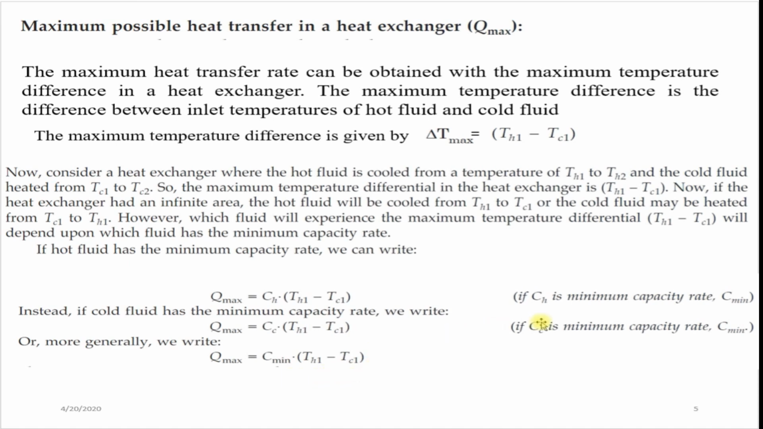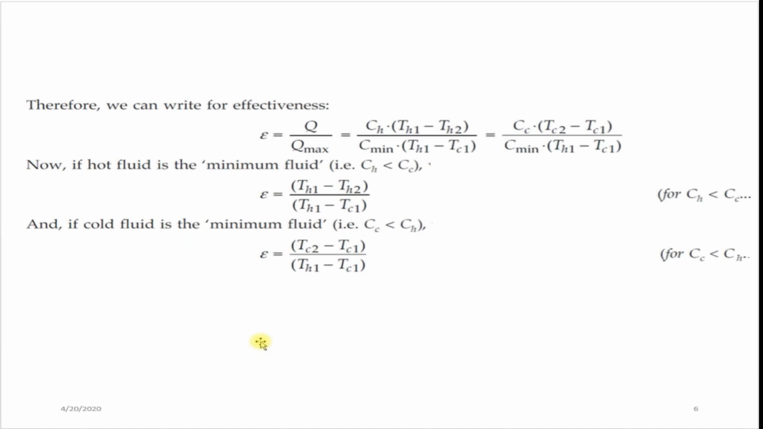If Ch is C minimum, then Ch into Th1 minus Tc1. In some situations, Cc will be the minimum value. In that situation, Cc into Th1 minus Tc1 will be the maximum possible heat transfer rate of a heat exchanger. Now we will see the effectiveness equation. It is already defined as Q by Q max.